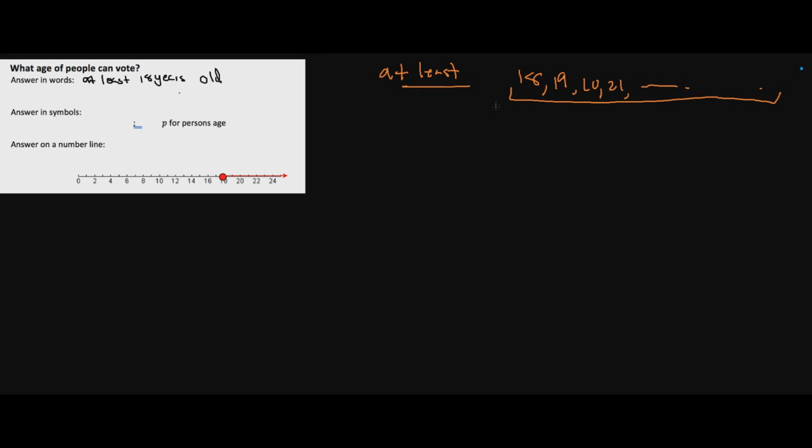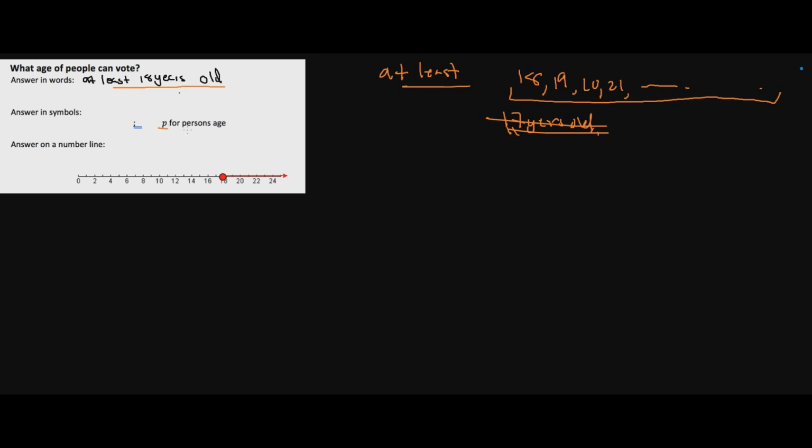You can always vote. You have to be at least 18, but you cannot be 17 years old. That's just the law. You can't be 17 and vote. You have to be 18. So what age of people can vote? Well, people need to be at least 18 years old. How do we show that in symbols? Well, they need to be at least, it can be 18 or above.